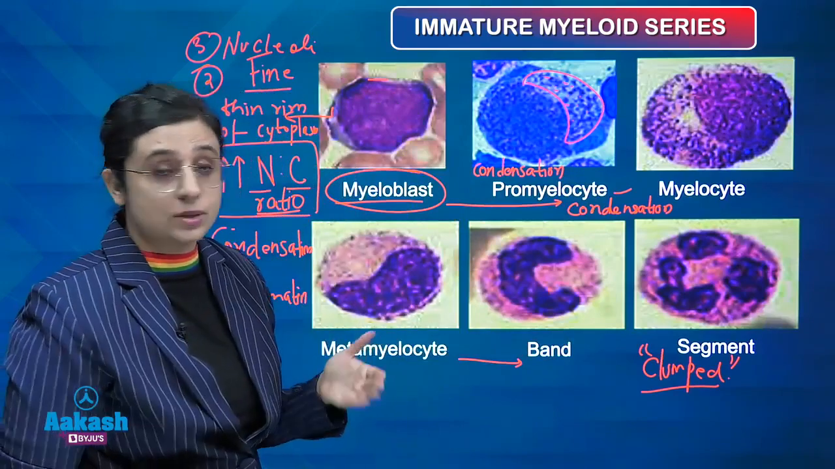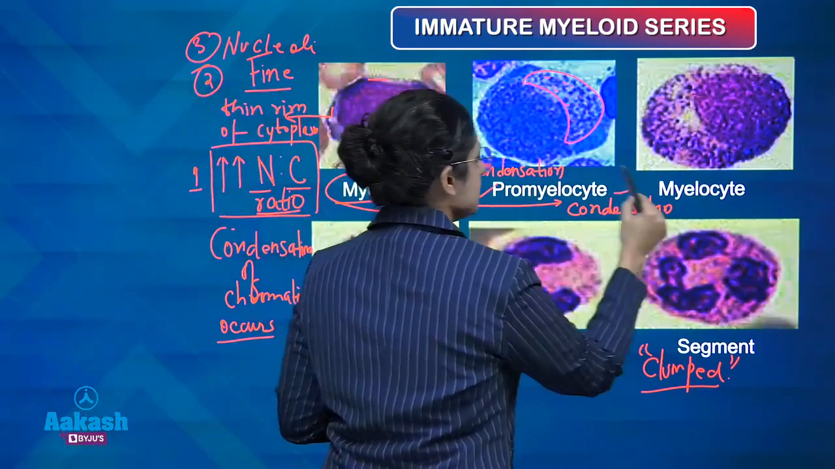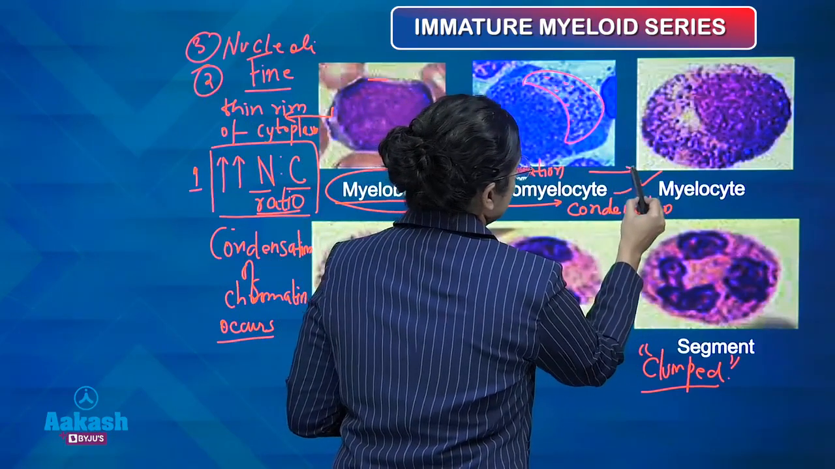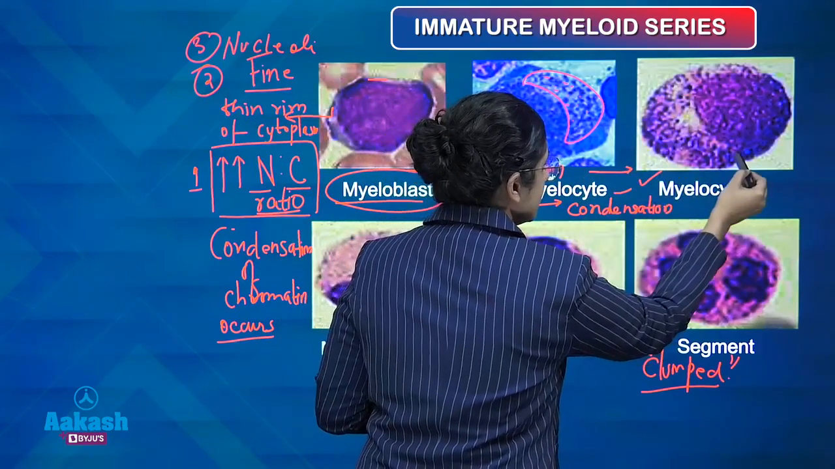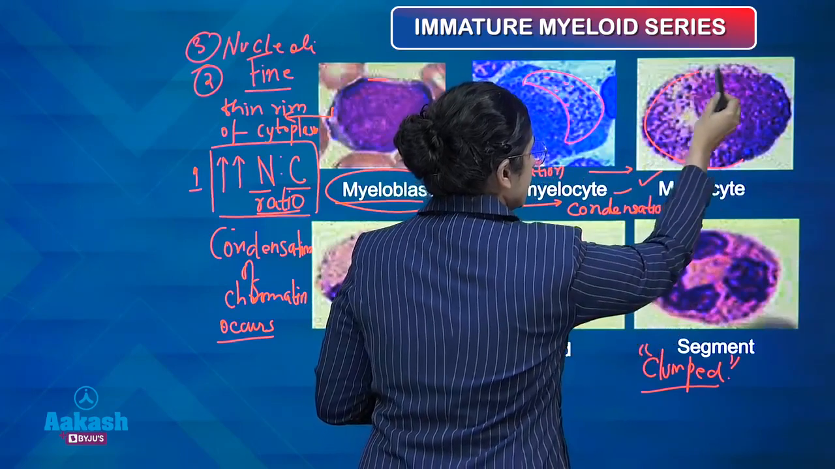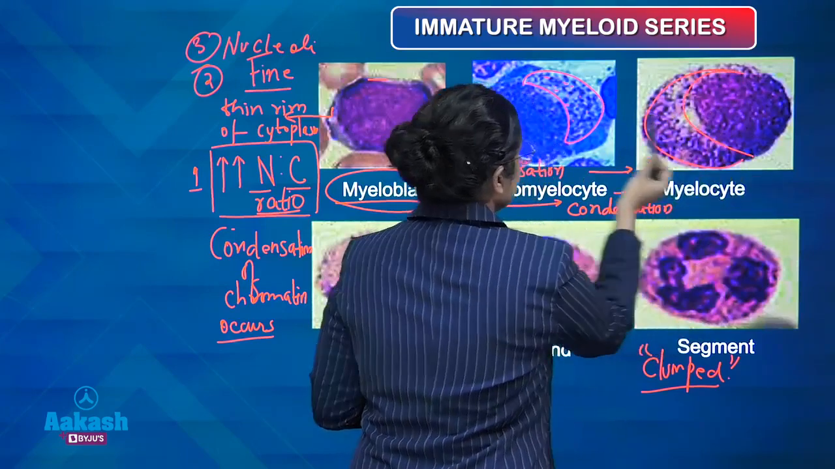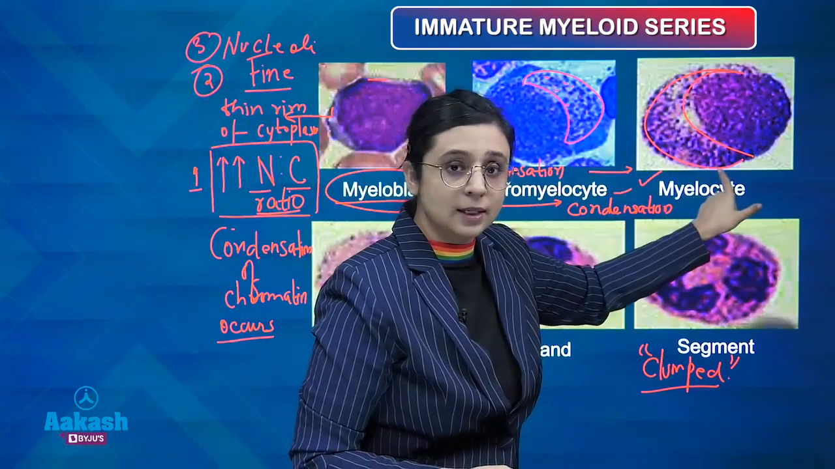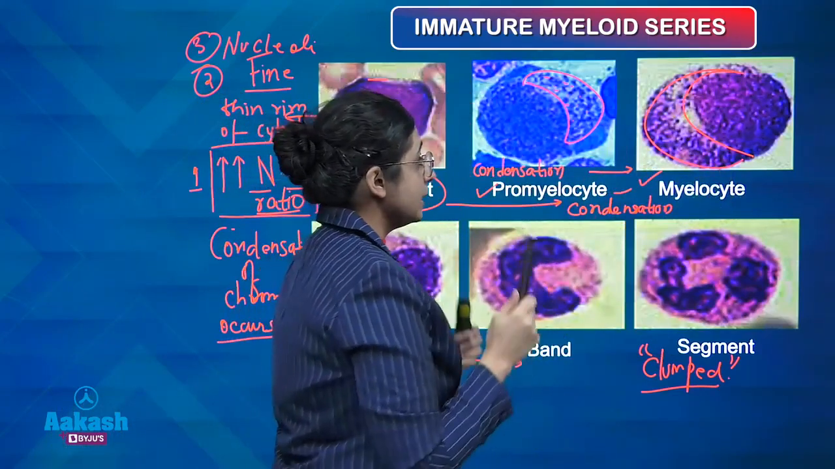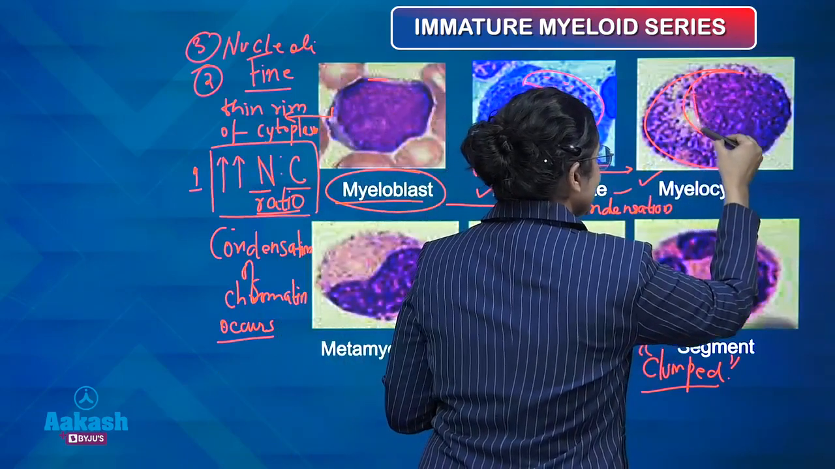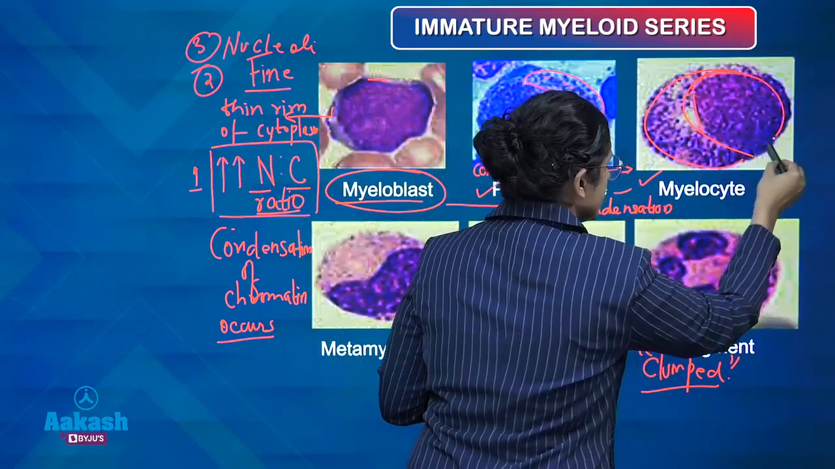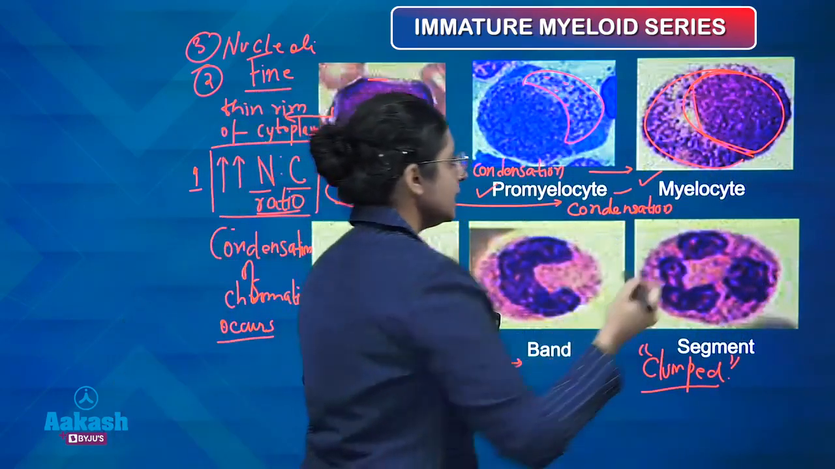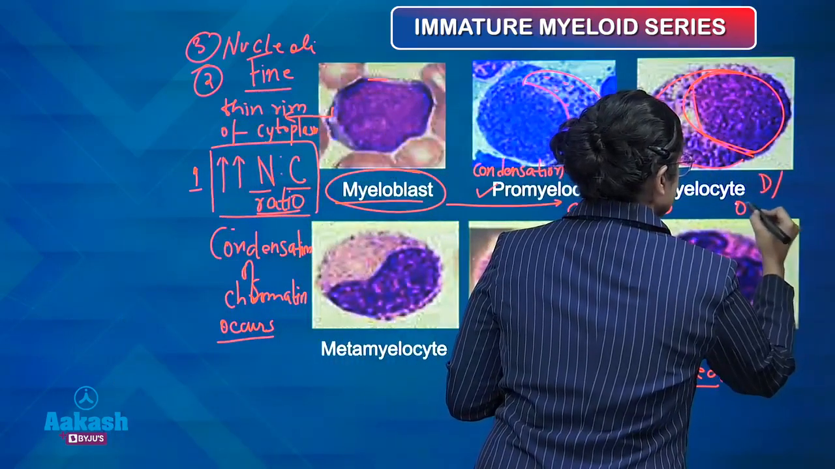Number 3 is a myelocyte. How will you differentiate between a promyelocyte and a myelocyte? As I told you, as the stage of differentiation is occurring, the amount of cytoplasm keeps increasing. So here you can see more cytoplasm compared to the amount of cytoplasm in this cell. And the number 2 thing which can help a layman to understand what is a myelocyte is this nucleus. What is the shape of the nucleus? Can I say it is somewhat D-shaped or oval shaped?